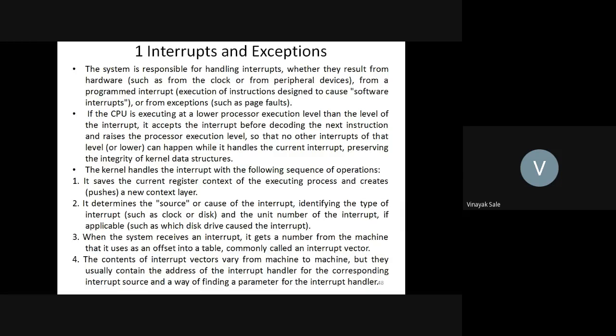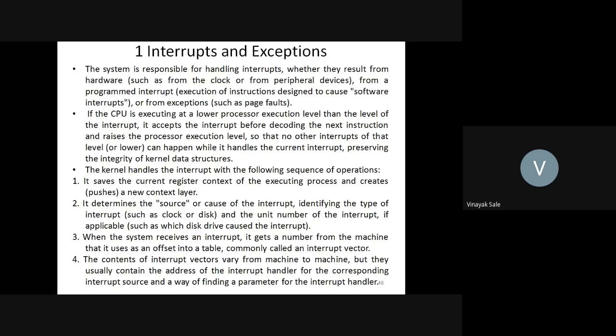If the system is executing at a lower processor execution level than the level of the interrupt, it accepts the interrupt before decoding the next instruction and raises the processor execution level so that no other interrupts of that level can happen while it handles the current interrupt, preserving the integrity of kernel data structures.